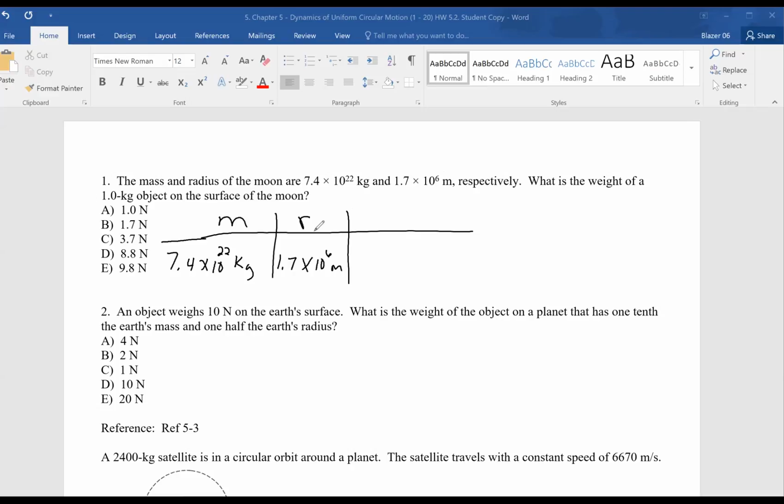Okay, the question is, what is the weight of a 1 kilogram object? We're looking for the weight of a 1 kilogram object on the surface of the moon. So this is the mass of the moon, and this is the mass of my object. I want to distinguish between these two. And this is only 1 kilogram, so that makes the problem easy for us to solve.